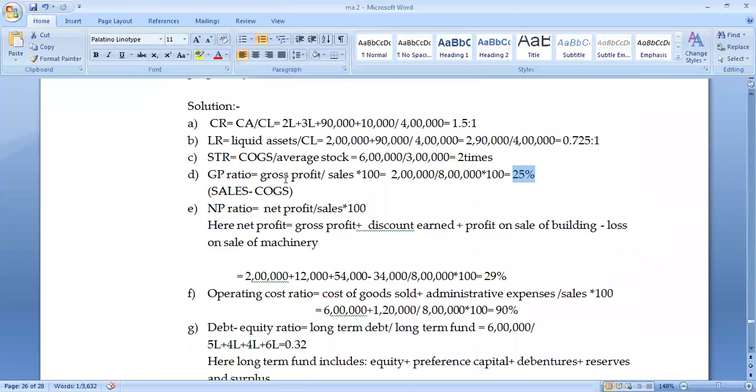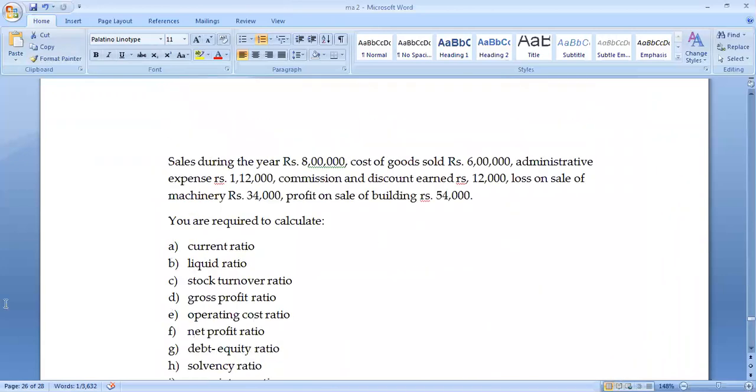So sales minus cost of goods sold gives you directly the gross profit. But net profit should include all the incomes and deduct the expenses. Clear? So gross profit plus discount earned, which is a discount received, plus any profit received, that is profit on sale of building, will be deducted with the loss on sale of machinery. See, there is a commission and discount earned.